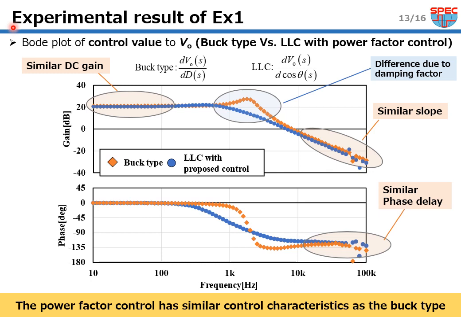Here is the experimental result comparing the Bode plot of control value to VO. The orange plot represents the buck type and the blue plot represents the LLC with power factor control. As can be seen from this figure, the two types have similar DC gain, similar gain slope, and similar phase delay. In addition, this part of the difference is thought to be due to the damping factor. Therefore, it can be confirmed that the power factor control has similar control characteristics as the buck type.